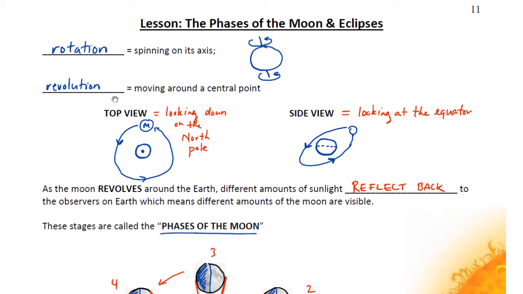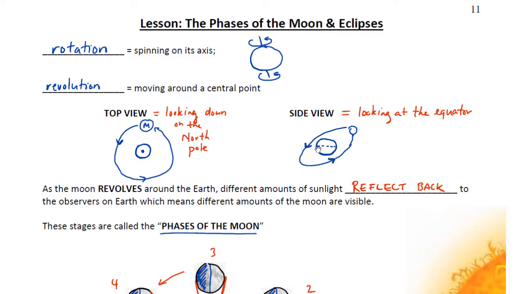Then we've got the revolution, which is moving around a central point. And in this case here, we have the Earth and the moon is going around the Earth. The reason that there's a dot on the top here is because I'm trying to show you that this is the North Pole. So if we were to look straight down on the North Pole, we might see the moon going counterclockwise around the Earth this way.